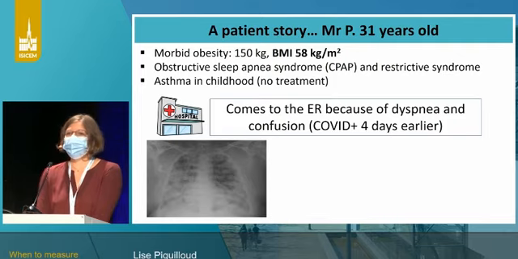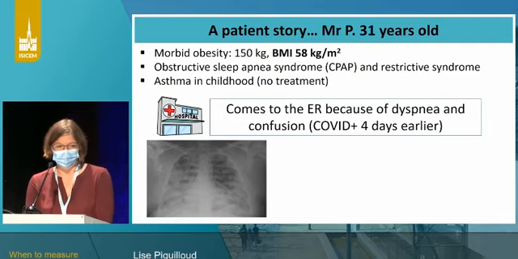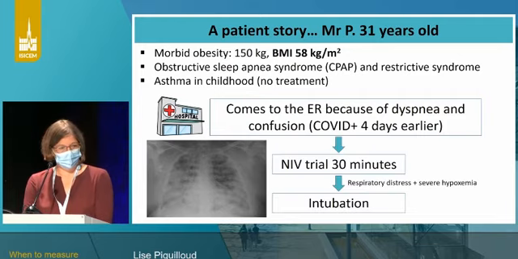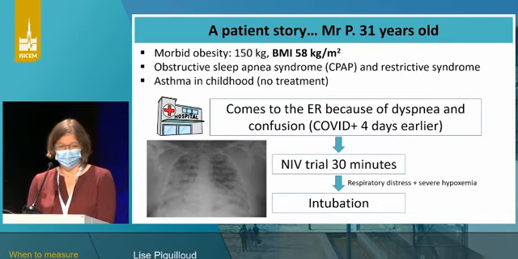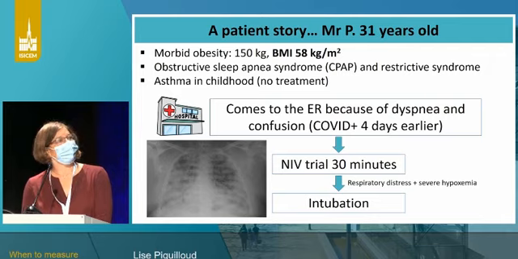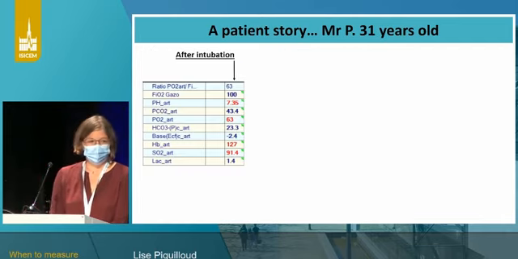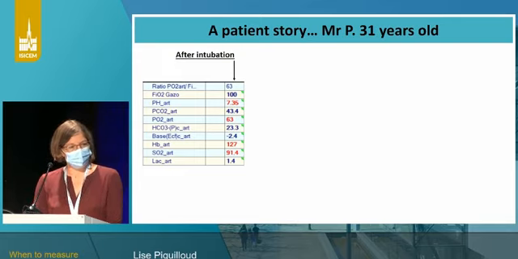He arrives to the ER because of dyspnea and confusion, and he was tested positive for COVID 4 days earlier. This is the initial chest X-ray. After a short trial of NIV, he is intubated because of persistent respiratory distress and severe hypoxemia. This is the first blood gas analysis after intubation. PF ratio is 63, pH is 7.35, PCO2 43, PO2 63.